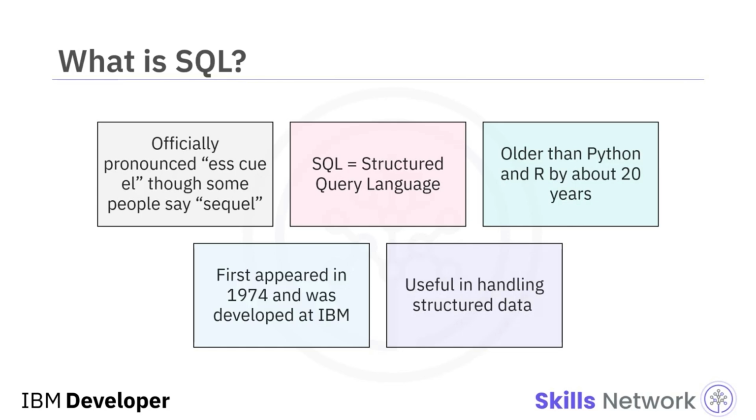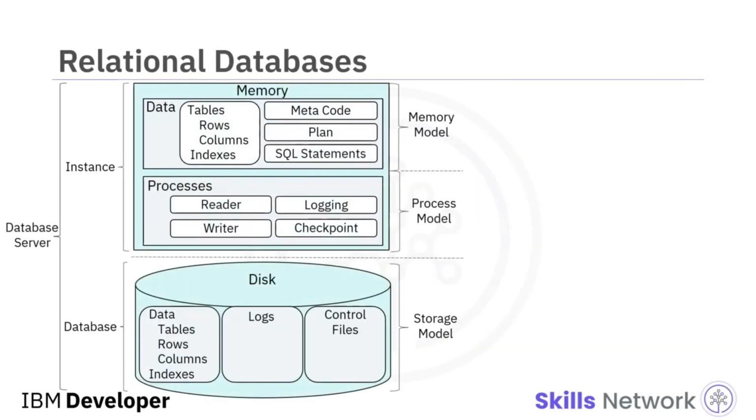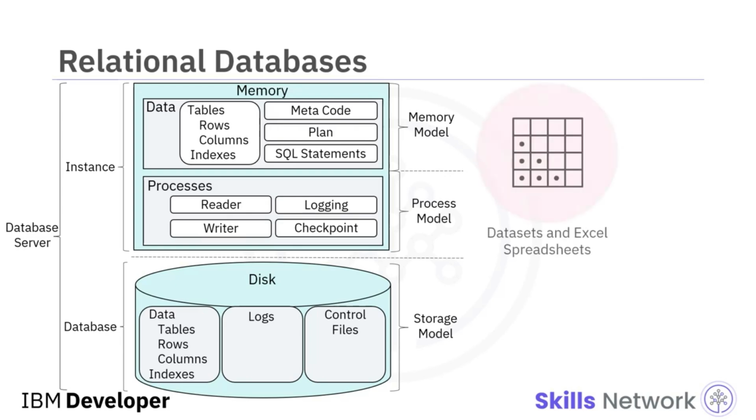This language is useful in handling structured data, which is the data incorporating relations among entities and variables. SQL was designed for managing data in relational databases. Here you can see a diagram showing the general structure of a relational database. A relational database is formed by collections of two-dimensional tables, for example, datasets and Excel spreadsheets. Each of these tables is then formed by a fixed number of columns and any possible number of rows.